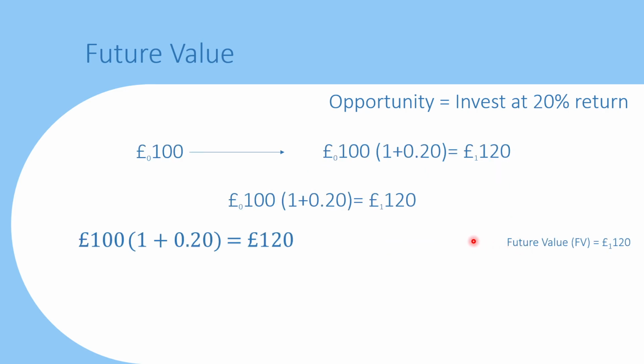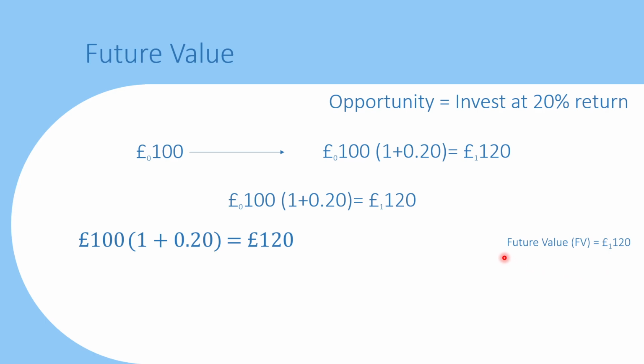So what exactly were we doing here? Let's see if we can generalize this in some way, right? Because we were using very specific figures. We were using 100 for your initial value. We were using 20% as your rate of return. And in this case, it happened to give me £120 in the future. But let's see if we can generalize this for any initial value, for any future value, for any rate of return. Okay? So this is what we have. This is our equation, 100 multiplied by 1 plus 0.20, and that gives us 120, right?